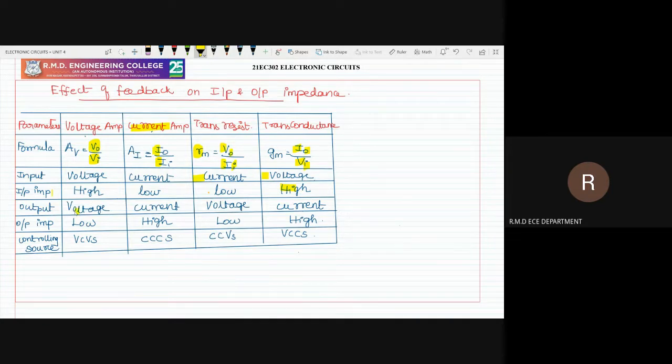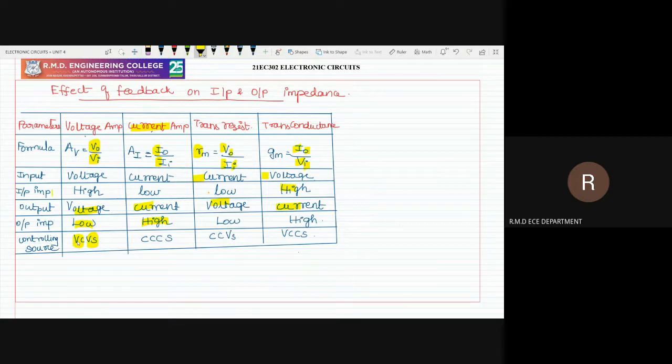For voltage amplifier the output source is voltage and the input side is voltage. For current amplifier the output is current. For trans resistance the output is a voltage source, and for trans conductance the output is current. For the output side the concept is the reverse thing. If there is a voltage source on the output side, then the impedance must be low. And in the reverse case, if a current source is on the output side, then the impedance will be high.